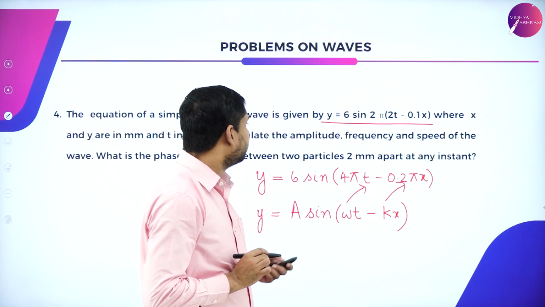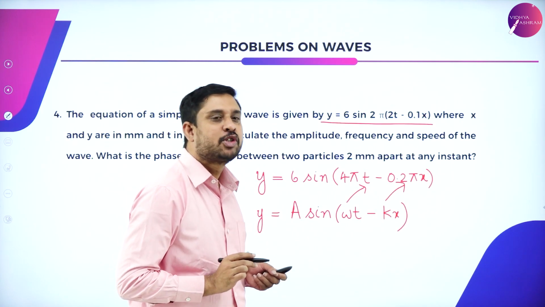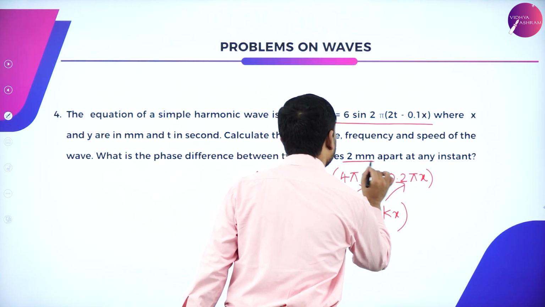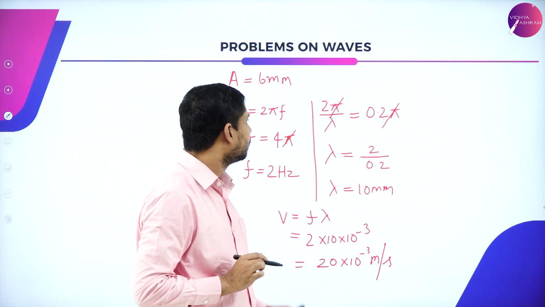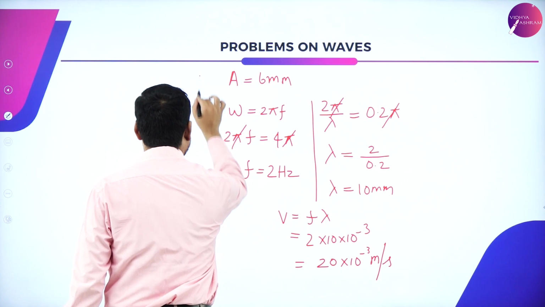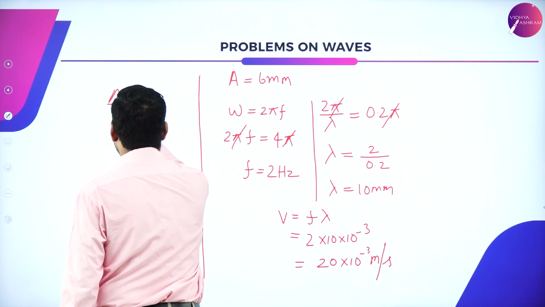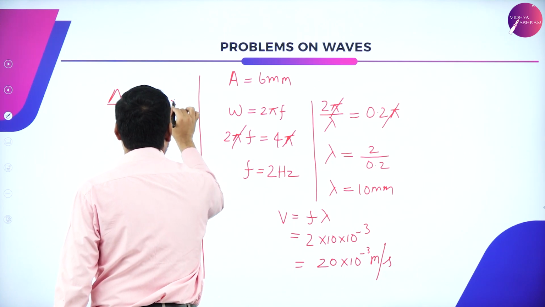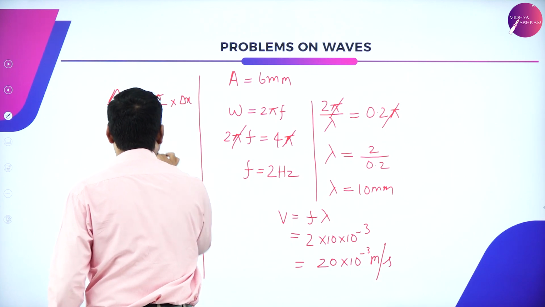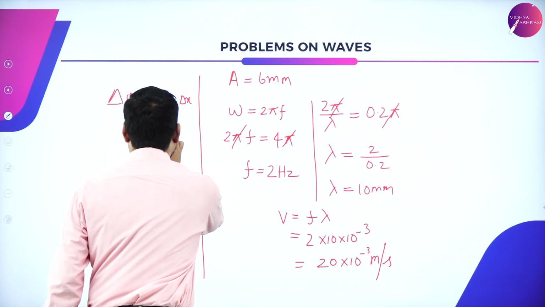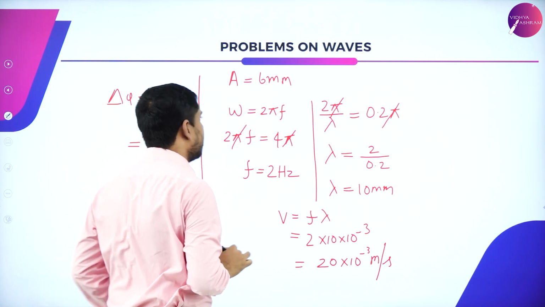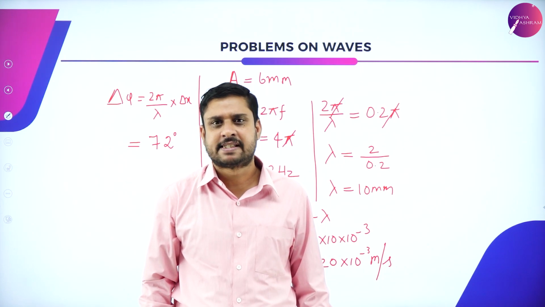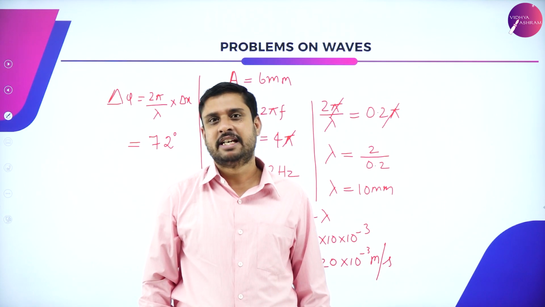If you look at the problem, I'm also asked to find the phase difference between two particles 2 millimeters apart. So phase difference is given as delta phi, 2 pi by lambda into delta x. Substitute here. So the answer is nearly 72 degrees. See, just using the standard equations of a progressive wave, we have solved problems here.